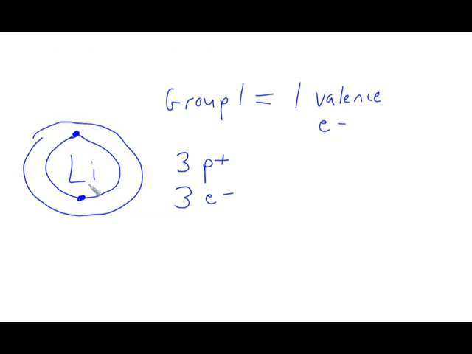The second level can hold up to 8. However, lithium only has 3. Two are in the first shell, and the third one is found in the outer shell. The second shell is the outer shell, so this is what we call the valence shell. All the inner shells, and in this instance lithium only has one inner shell, are called the core shells. So we have 2 core electrons and 1 valence electron. So this is lithium. Let's take a look at the next one.